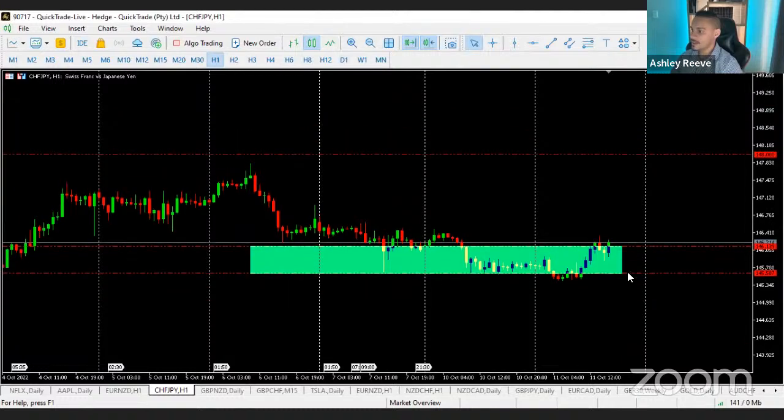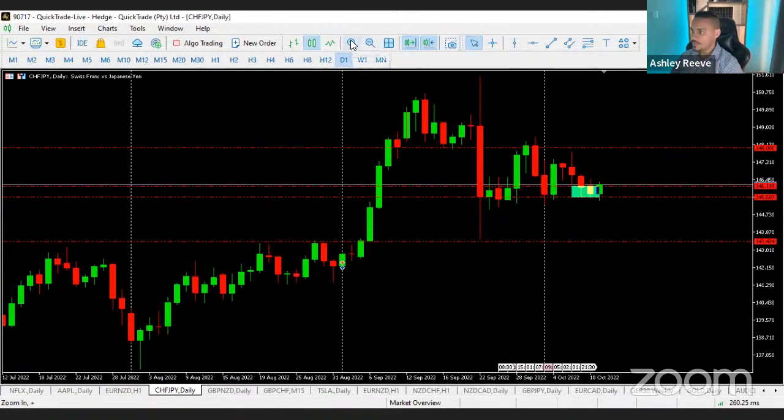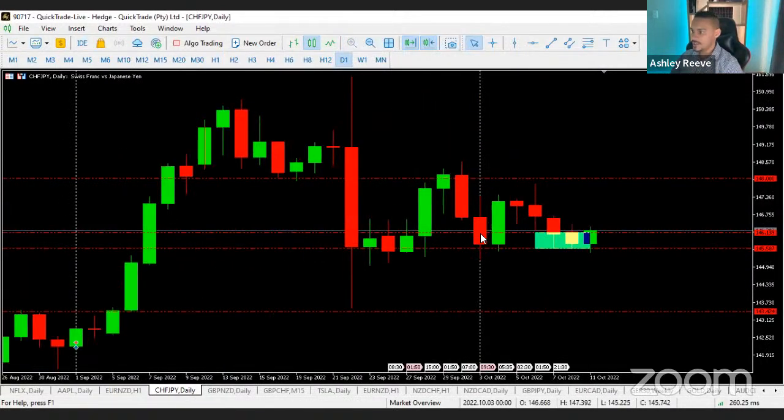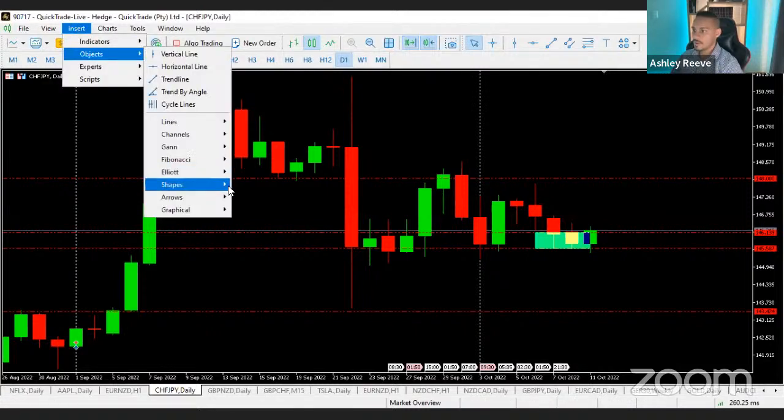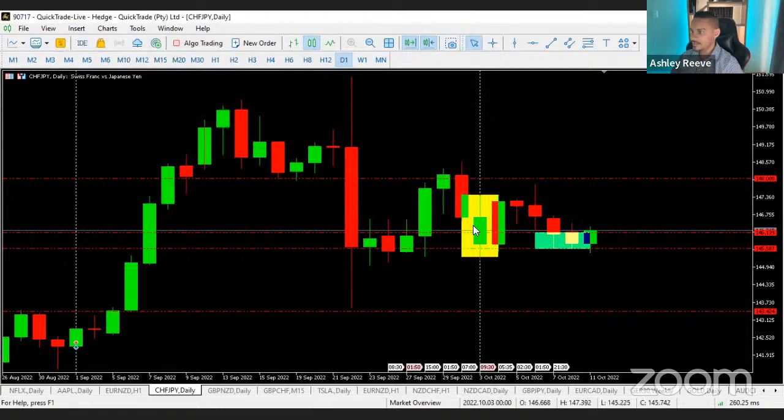All right, look at this. It did reach the support and it is currently moving up. Remember, 148 is the TP. If you look at it from a daily perspective, this is the pivot point here that we're dealing with. This is the fellow that we're dealing with here.